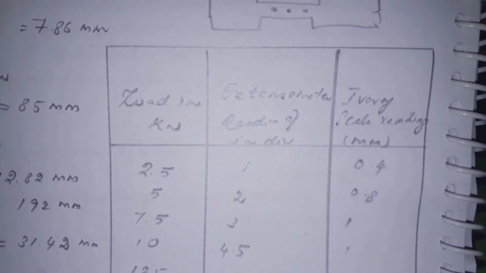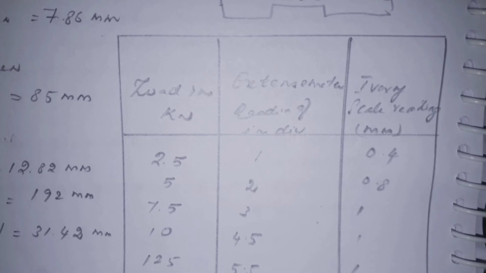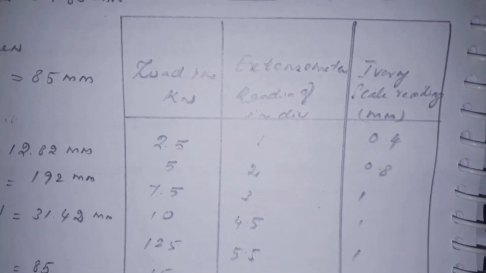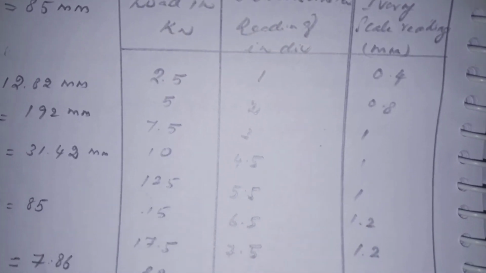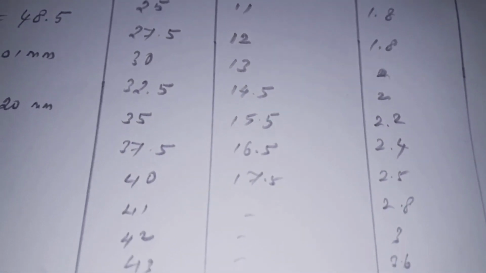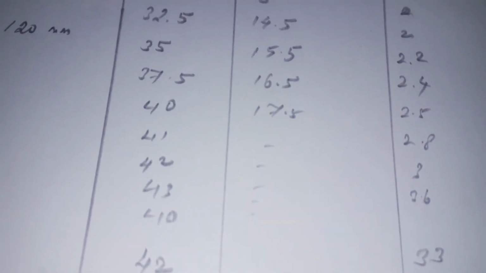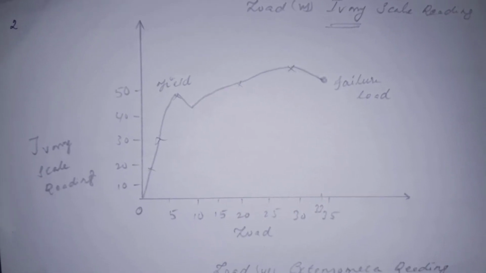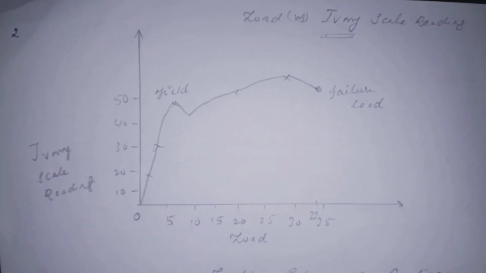This is the tensile test tabulation. The load in kilonewton is the first column, the second column is extensometer reading in divisions, and the third column is IVD scale reading in mm. All three values are tabulated. The final IVD scale reading is 33, and the extensometer reading is also tabulated. Next, go for the graph.